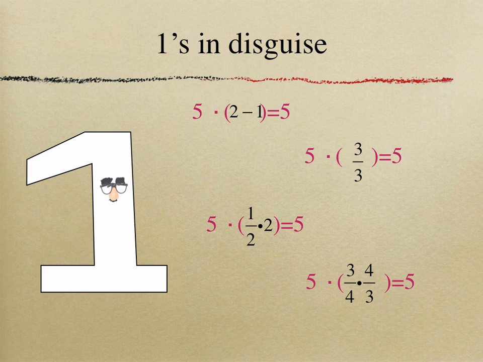This idea that when you multiply something by 1, you get that number itself, the number you started with, is actually really useful to us when we can think about clever disguised ways to write 1.